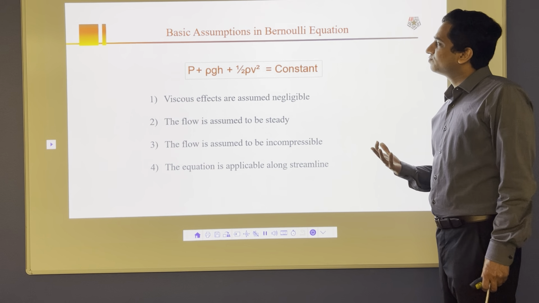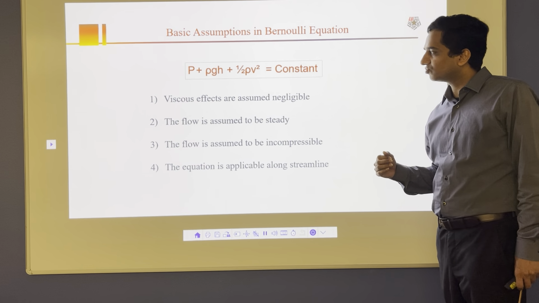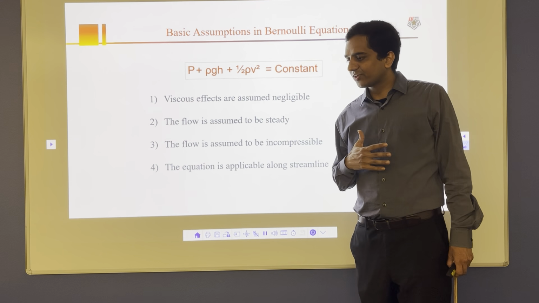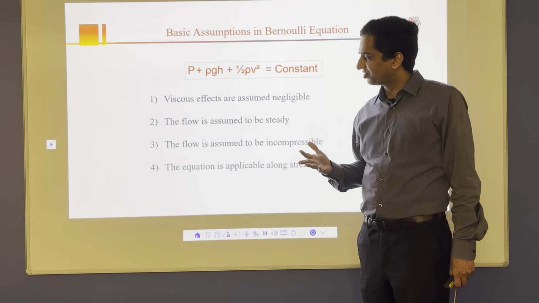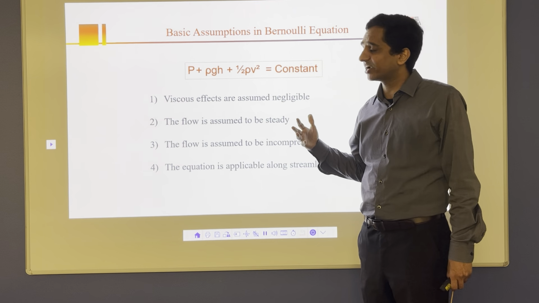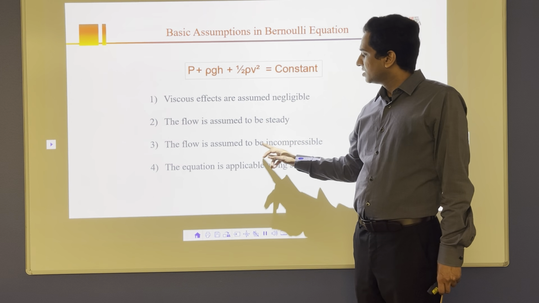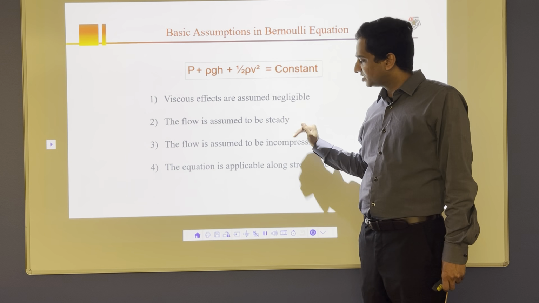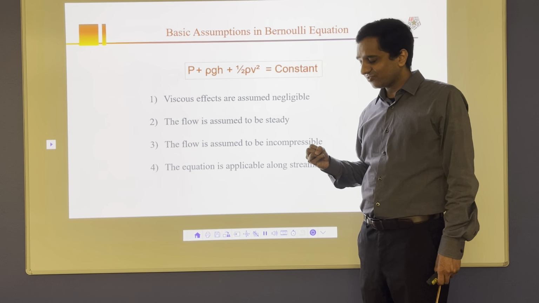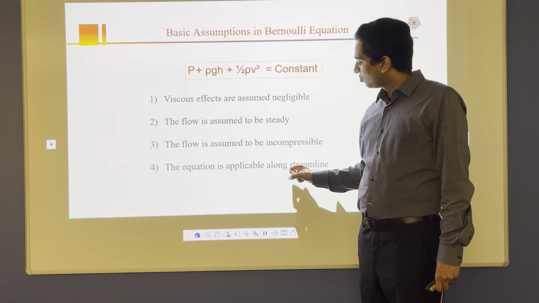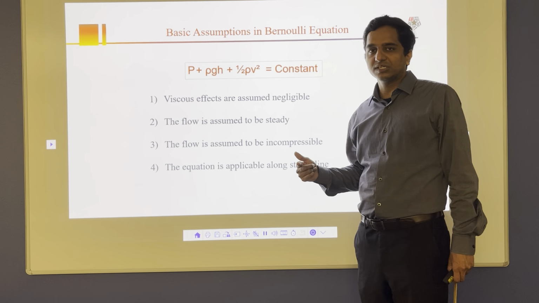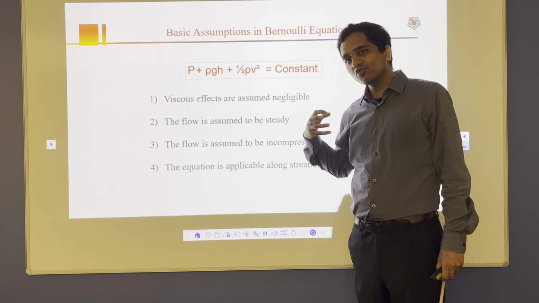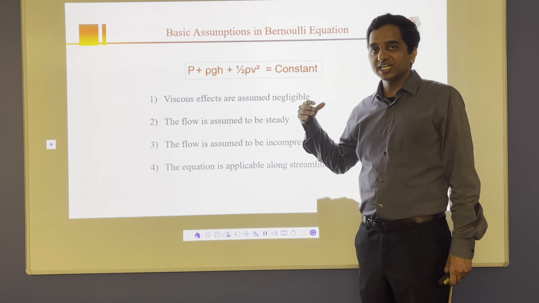We have to assume a few basic things to make this equation work. What are these basic things? Viscous effects are negligible. It means that there is absolutely no viscosity, no friction. That's what we assume to make it work in its perfect form. Then flow is steady, flow is incompressible, and flow is along a streamline. So there is no acceleration in the fluid, there is no density change in the fluid, you cannot compress it, and the flow is nice and streamlined, with no turbulence and no rotational currents in the fluid. If these conditions are satisfied, if things are super perfect, then this equation will work in its perfect form.